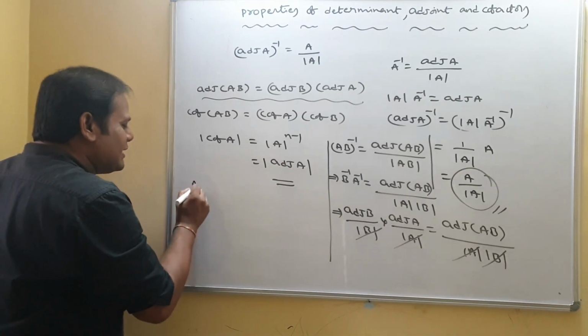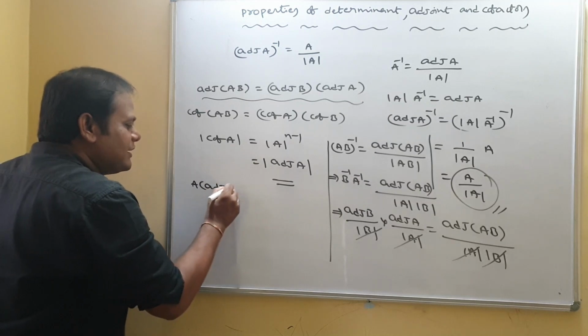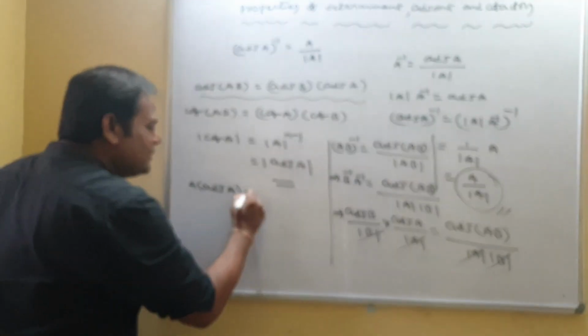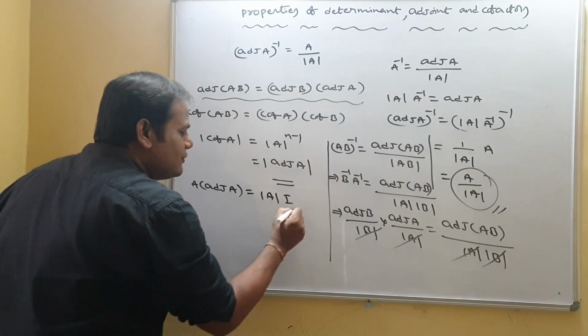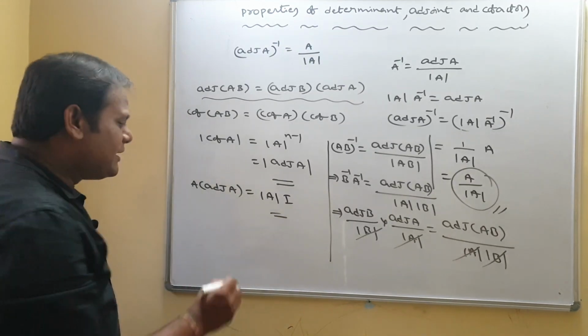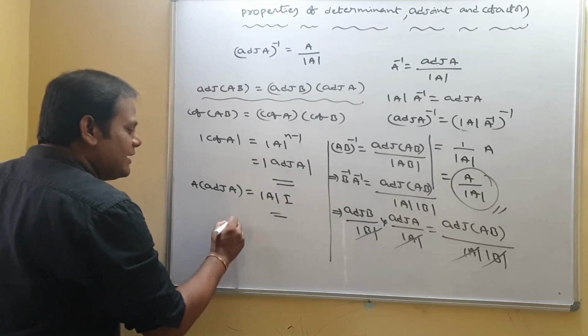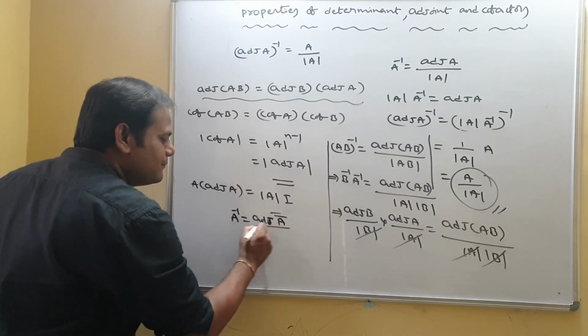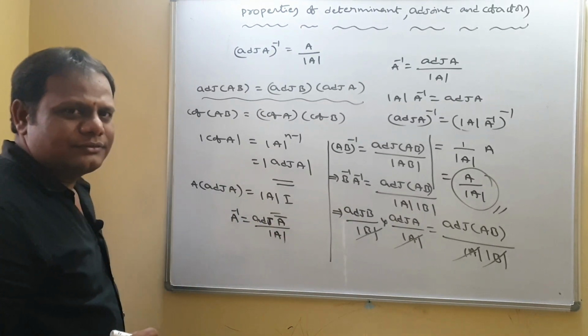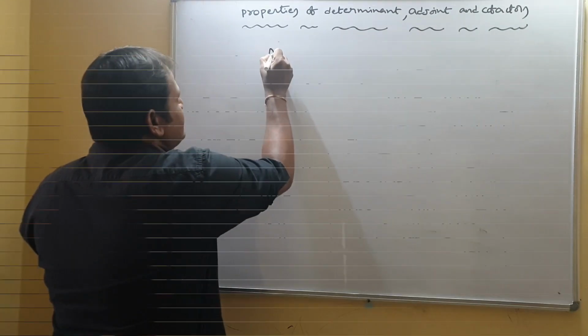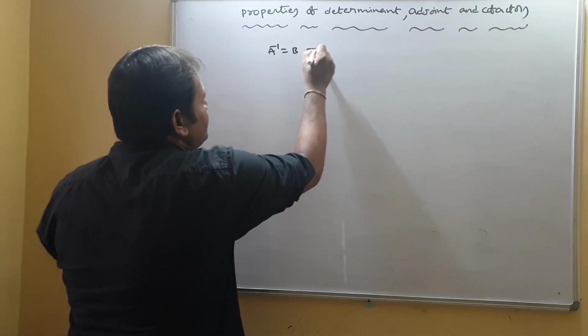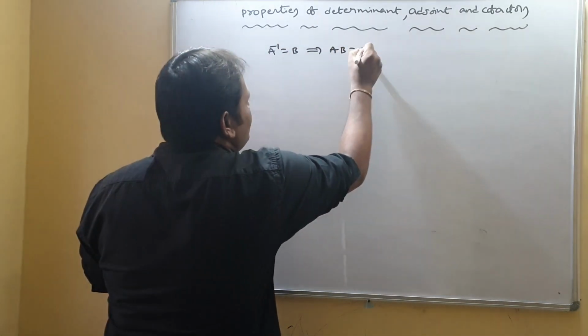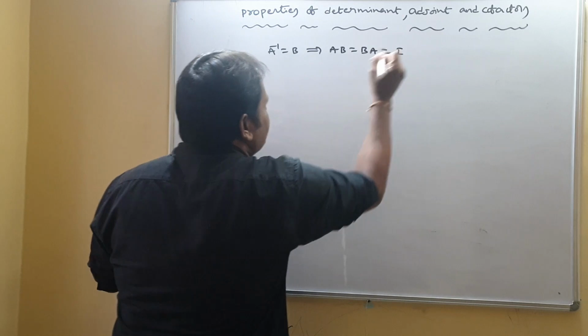Sometimes they ask what is A into adjoint A. It is det A into I. Remember it. Why? Because we know A inverse is adjoint A by det A. You know the definition of A inverse: if A inverse is B, then A into B equals B into A equals I.